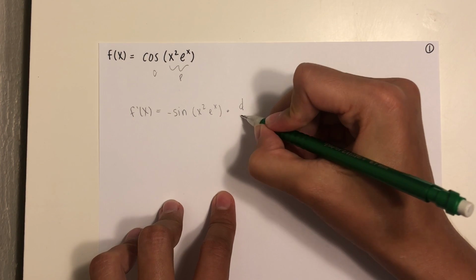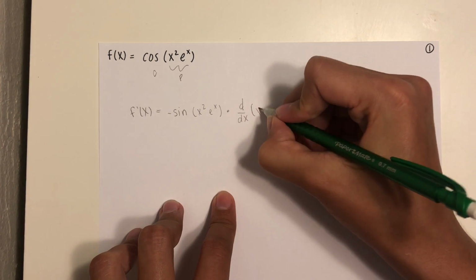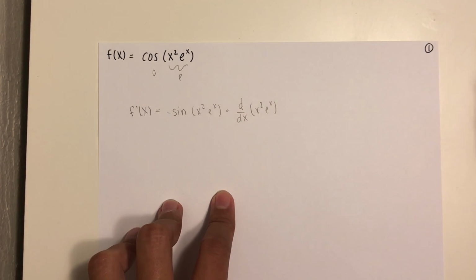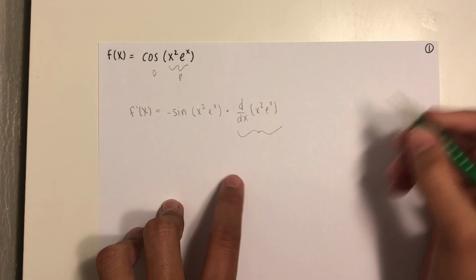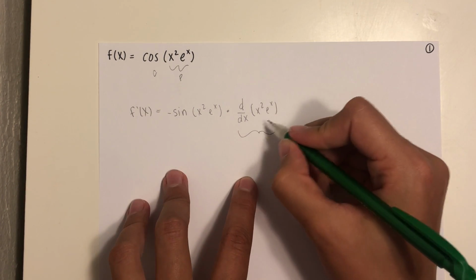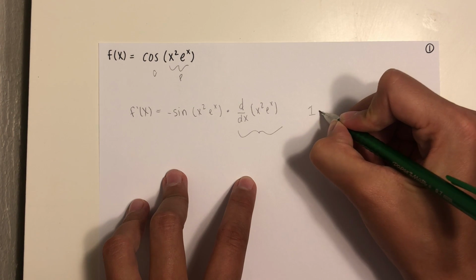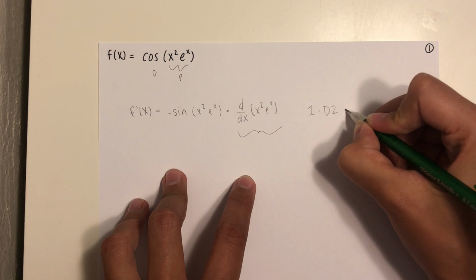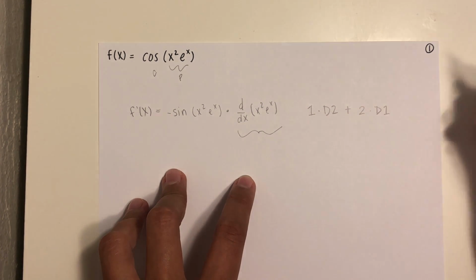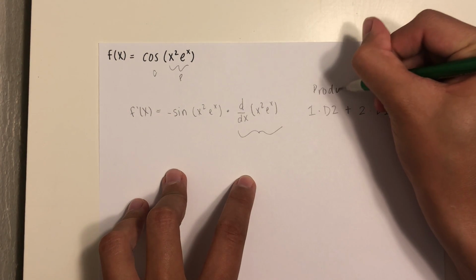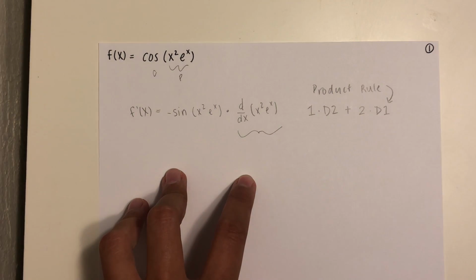So I'll just mark that as this, and then like that. So that's the definition of the chain rule. This part then becomes the first, so the first times the derivative of the second plus the second times the derivative of the first. This is product rule. So that's the definition of product rule.